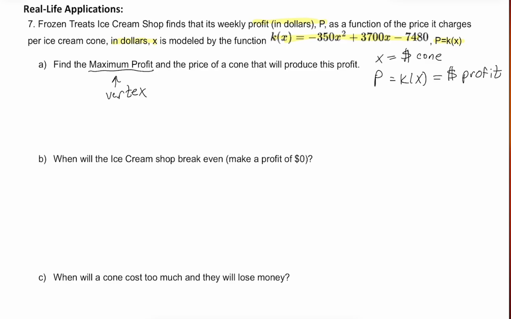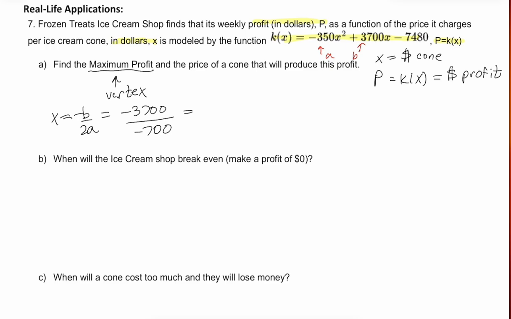So if we are to find the vertex, remember, the vertex's x is always negative b over 2a, okay? So if we look at this function over here, our a is negative 350, include the sign. Our b is 3,700. So let's plop those numbers into that equation. That is going to be negative 3,700 over 2 times negative 350. If that's something you can do in your head, just do it. 2 times negative 350 is negative 700.